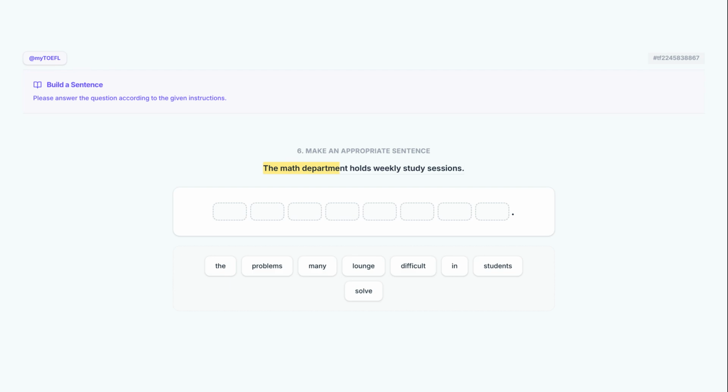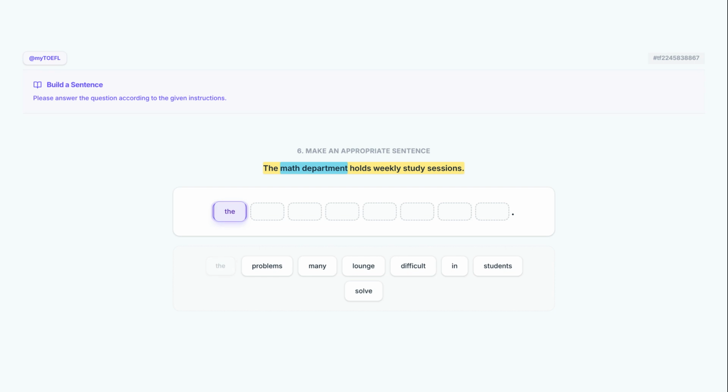The math department holds weekly study sessions. The context sentence discusses the math department and its study sessions. We should expect the following sentence to provide more details about what the students do during these sessions. Now, let's arrange our scrambled words to form the correct sentence.